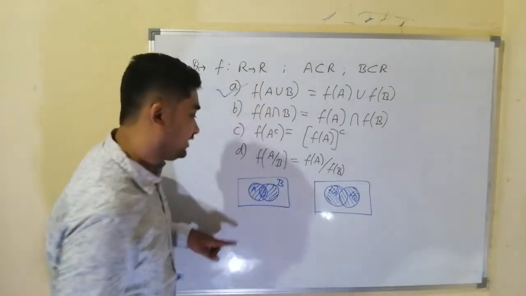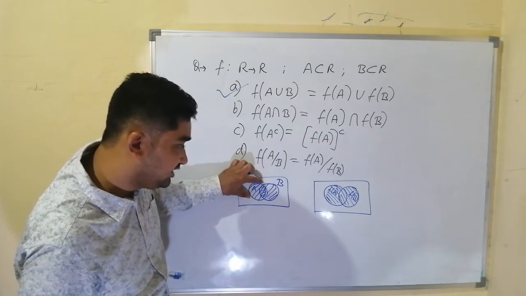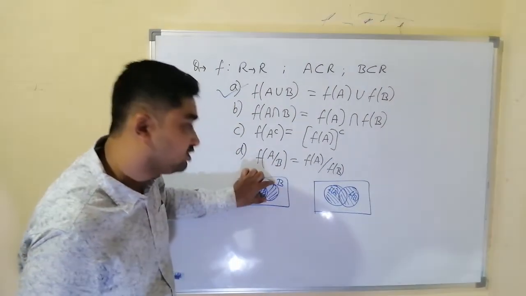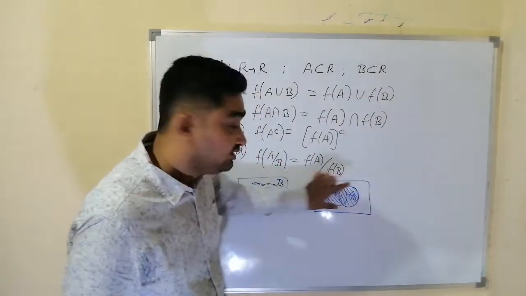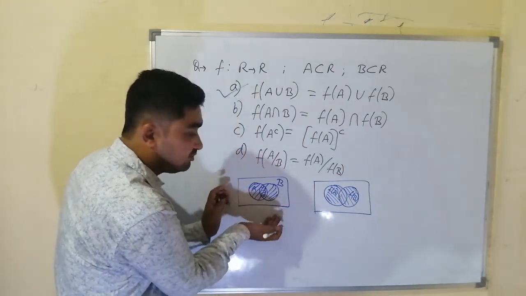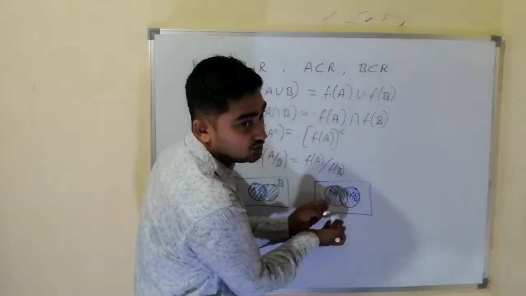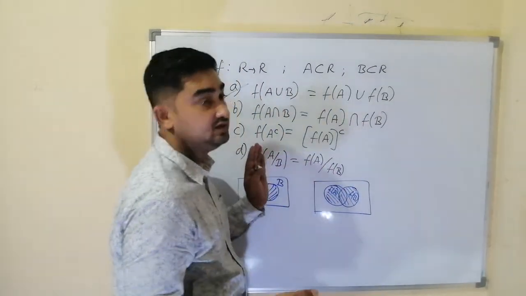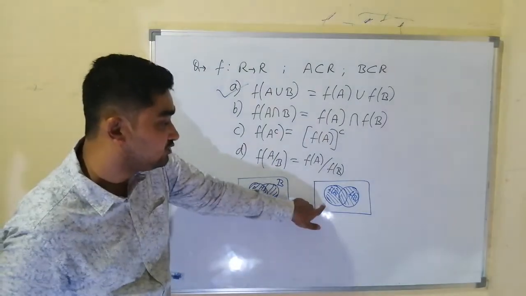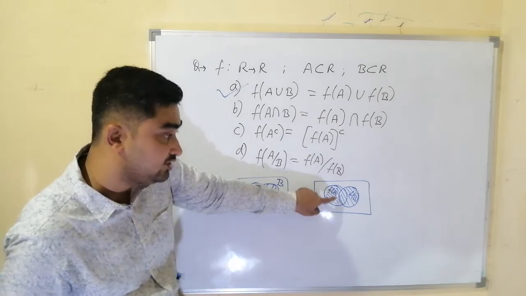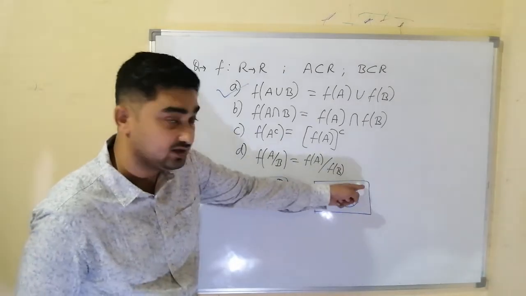Why? Because when A is the input, the output is f(A). When B is the input, the output is f(B). When the input is either A or B or both, the output is either f(A) or f(B) or both. There is no other possibility. We cannot have an output which is outside of f(A) or outside of f(B), outside of both.